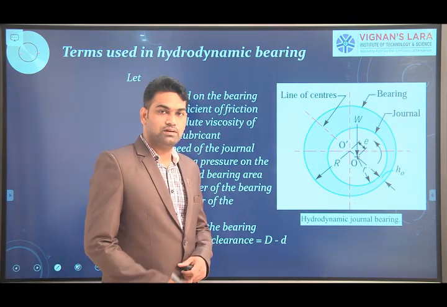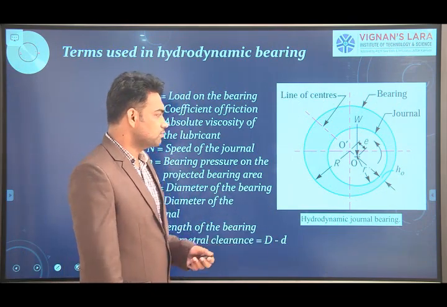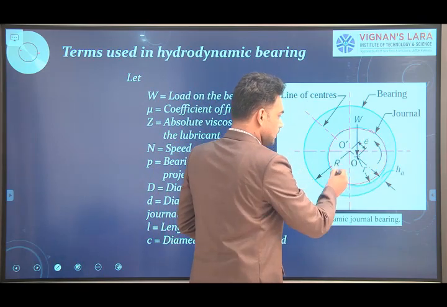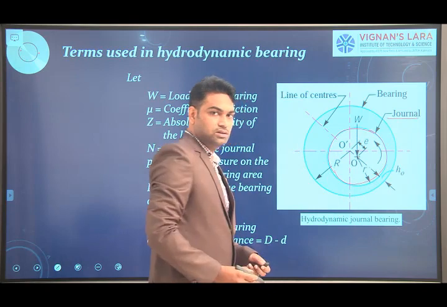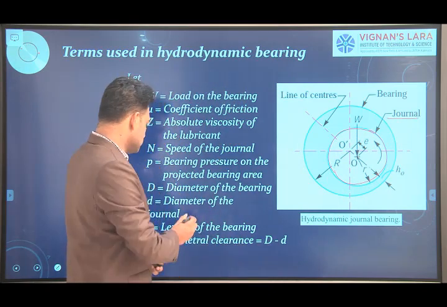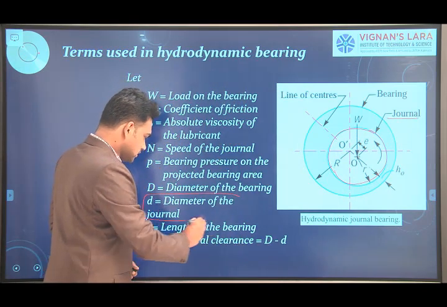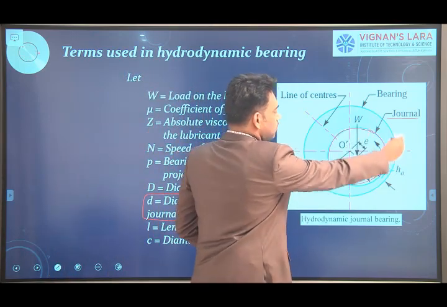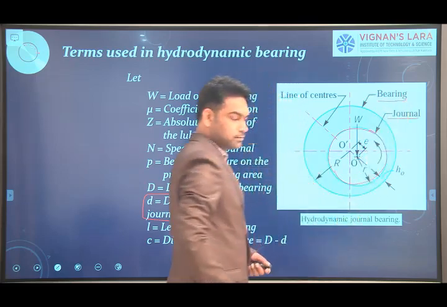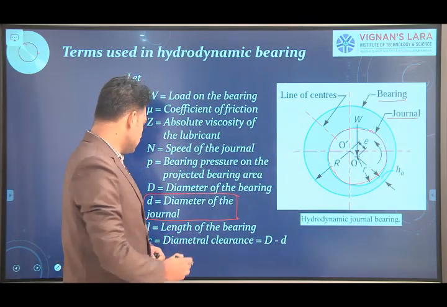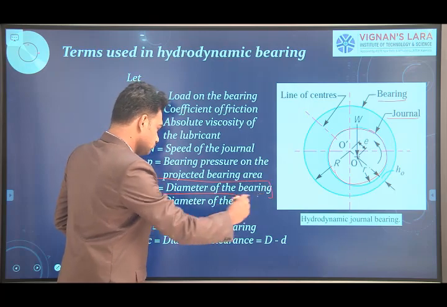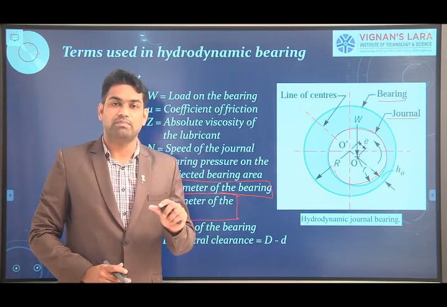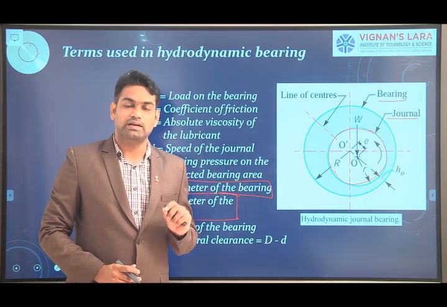You can observe the diagram here, a 2D line diagram. The inner circle represents the diameter of the journal, denoted by small d. The outer circle represents the bearing, and the bearing diameter is denoted by capital D. Clear? So capital D is the diameter of the bearing and small d is the diameter of the journal.